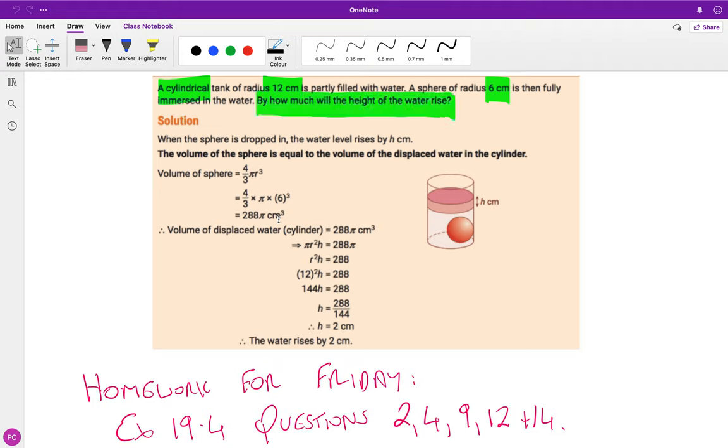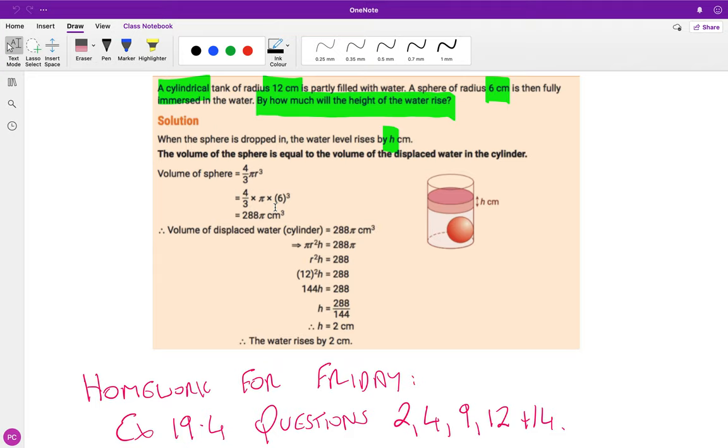Okay. So we only know information about the cylinder. Well, we know the radius of the cylinder and we know the radius of the ball. So when the sphere is dropped in, it's going to rise by h. We don't know, so we're just going to put it down as h. The volume of the sphere is equal to the volume of the amount of water that is displaced. So the amount of water that it goes up by.